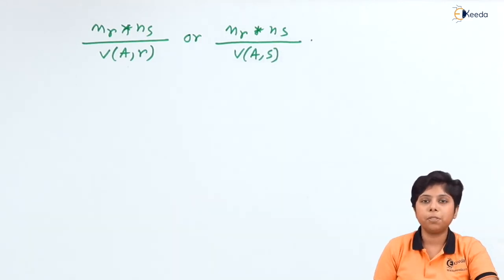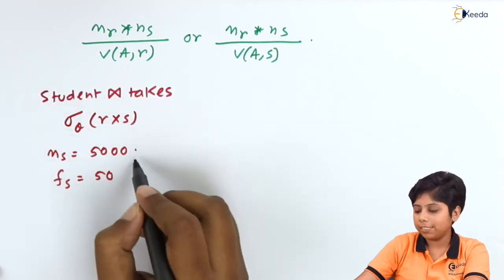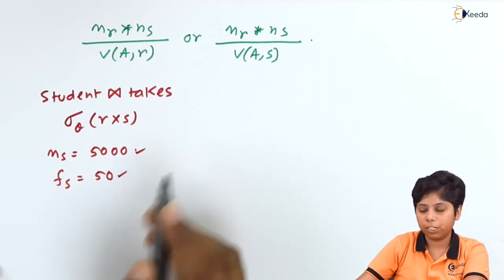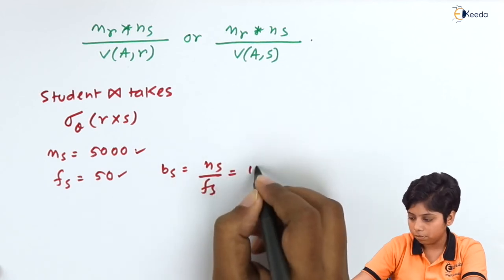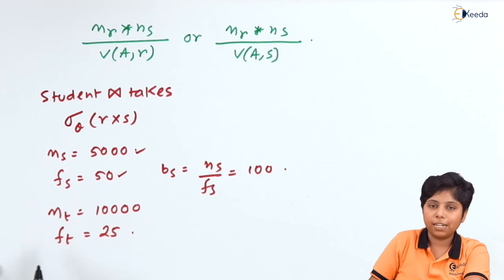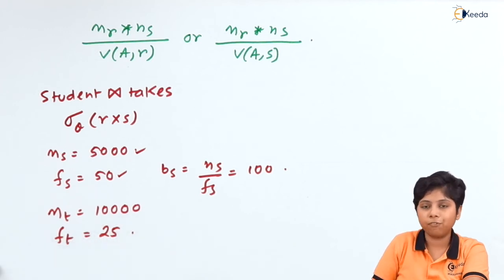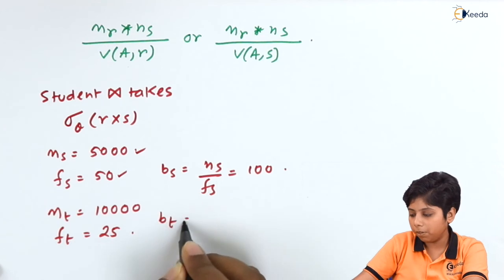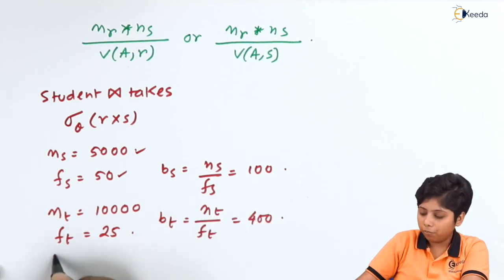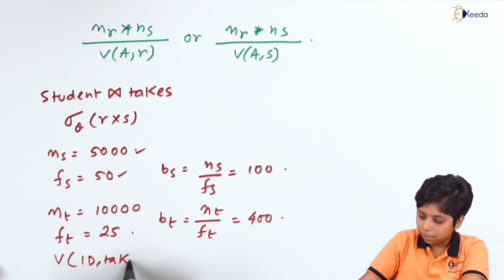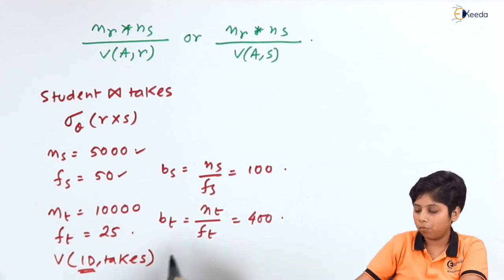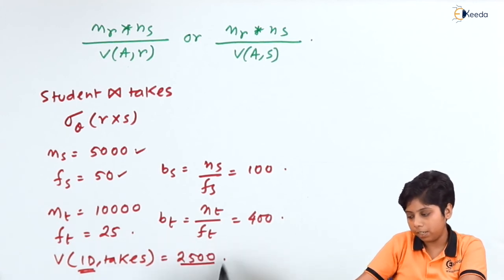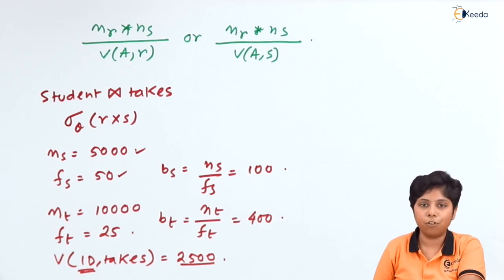Now let us see an example of a theta join on R and S as the student and takes relationship. So if NS equals 50,000 and FS equals 50, then we can calculate that BS equals NS by FS, which equals 100. And now N of takes equals 10,000 and F of takes equals 25. So my B of takes will be 400. Now if we calculate V(ID, takes), that is the number of distinct values of ID that belong to the takes relationship, we can have 2500 as a result.